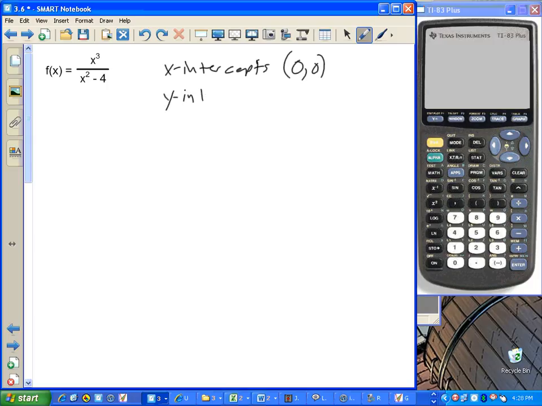My y-intercept, if I put 0 in, I'm going to get 0 over negative 4, which is 0. So my y-intercept is also 0, 0. Vertical asymptotes.